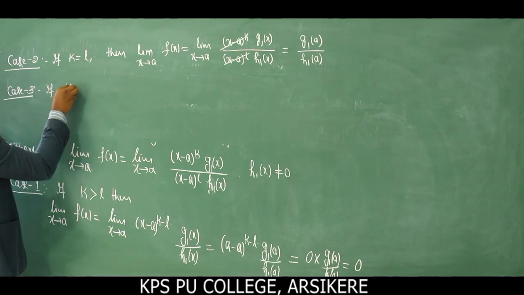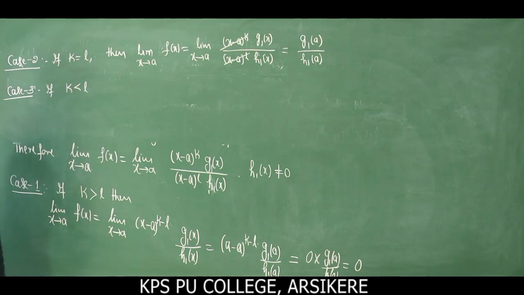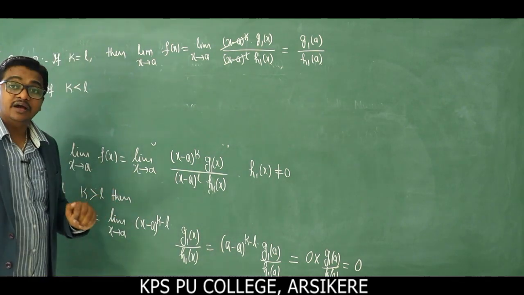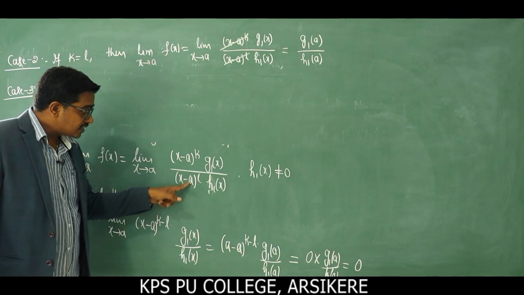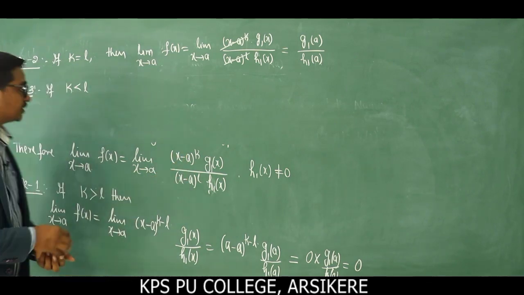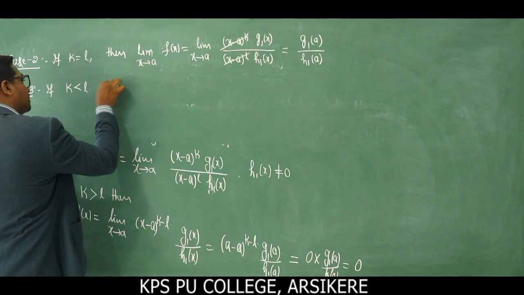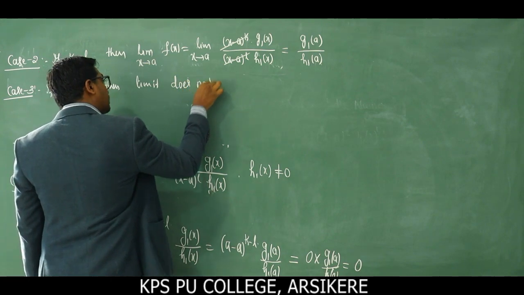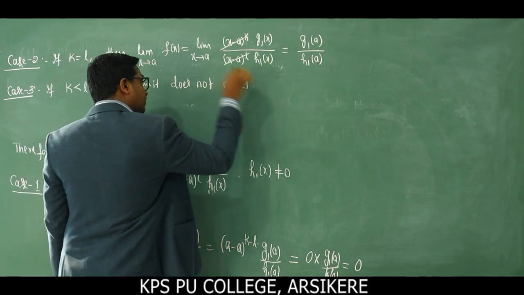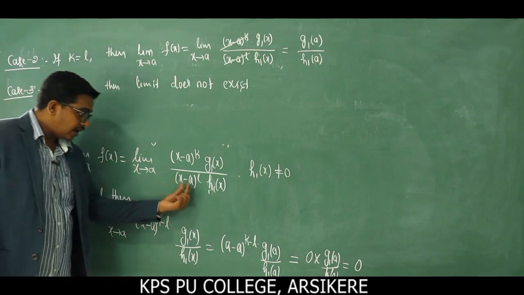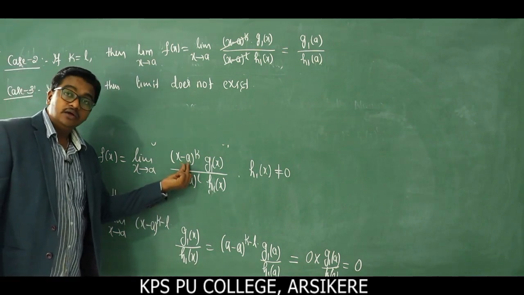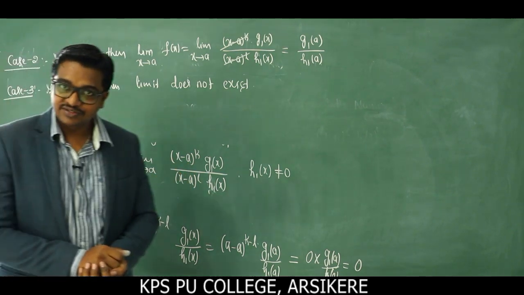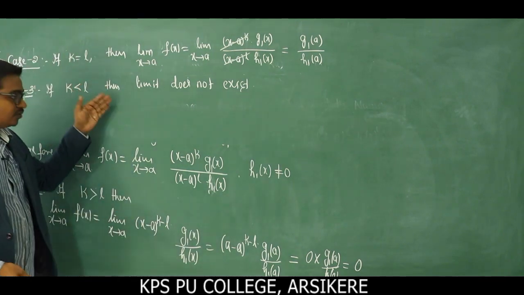Case 3: if k is less than l, it means l is greater than k. It means the denominator has the highest repeated factors compared to the numerator. So now, the limit does not exist. This is a very important one. When the denominator has a higher power than the numerator, in that case the limit does not exist. Case 1, case 2 and case 3.